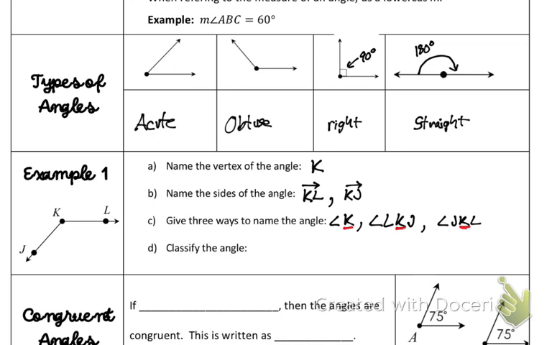Obtuse, right, straight. Obtuse. I kind of gave it away by doing the first one. All right, let's keep pushing.